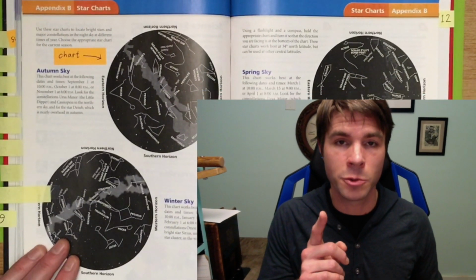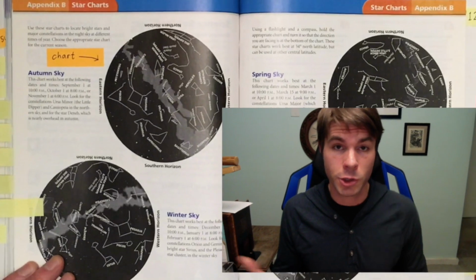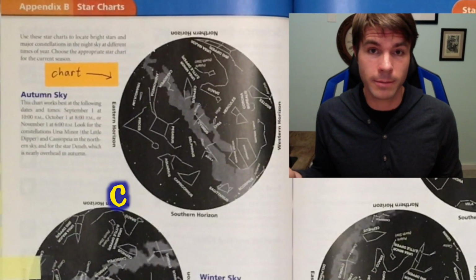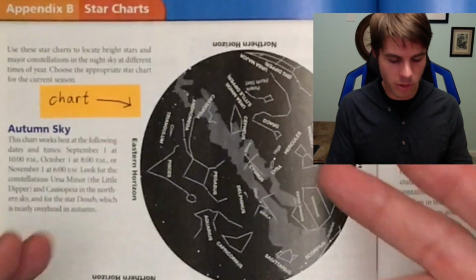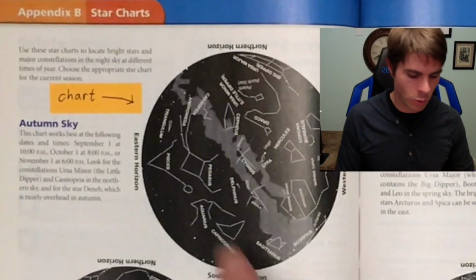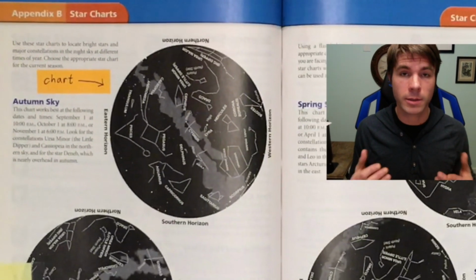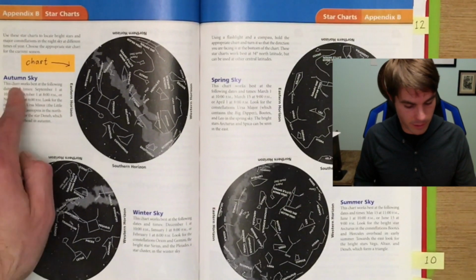Another type of visual aid is a chart. A chart is basically a map. It shows you where things are. So these star charts show us where we can find these different constellations at different seasons of the year.